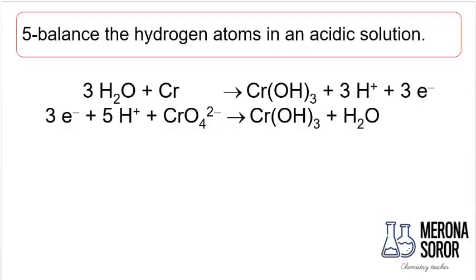Step 5, balance the hydrogen atoms in an acidic solution. We added 3 water molecules, so the product must contain 3 positive hydrogen ions. We added in the second equation 1 water molecule, so we have to put 5 hydrogen ions in the reactants because there are 3 hydrogen atoms in this species.